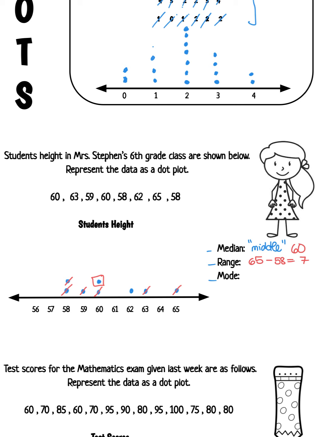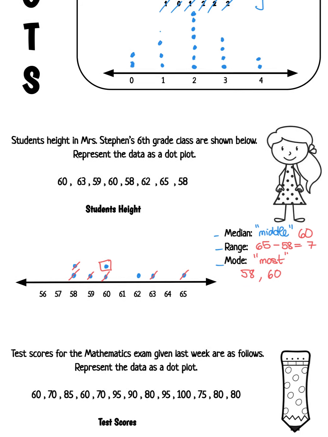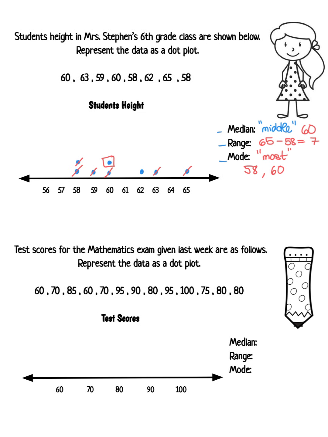The mode means most. So we have 2 numbers that appear twice. One is 58 and one is 60. So we have 2 modes. Guys, it's okay to have two modes.